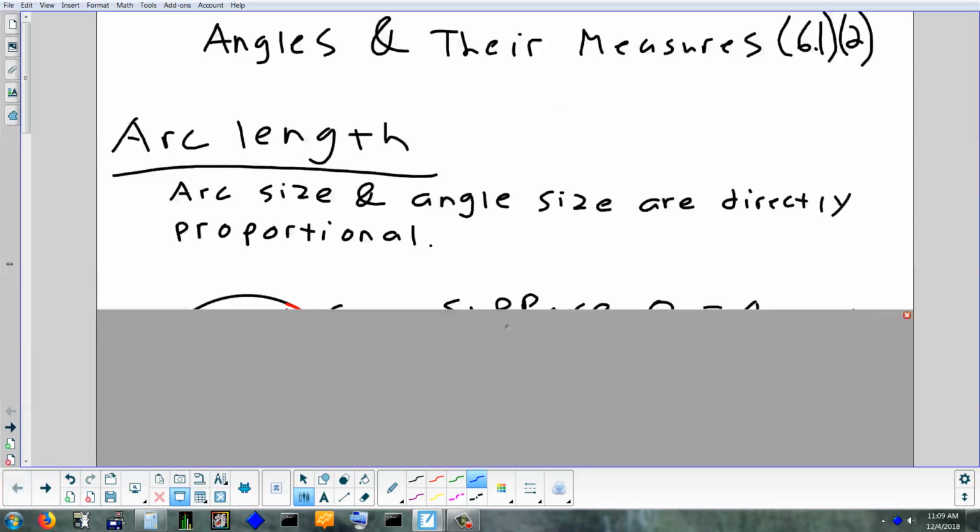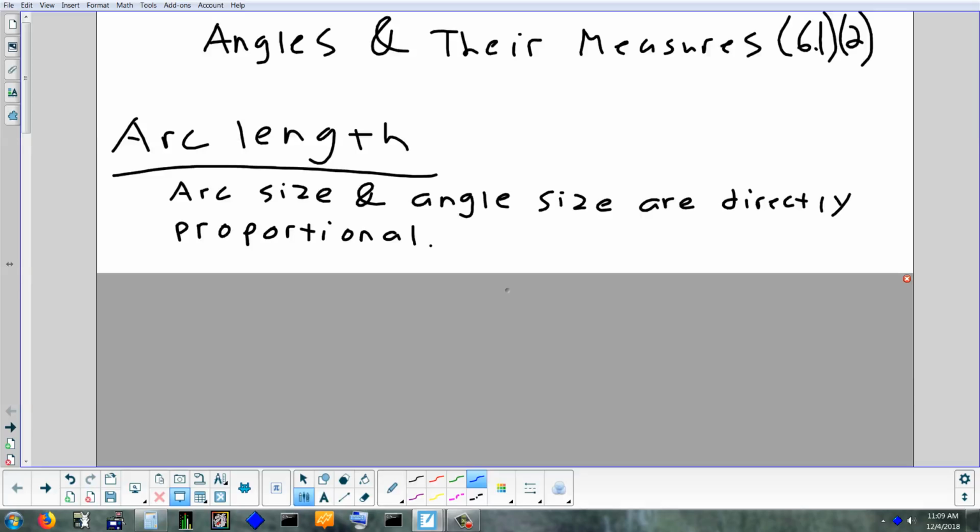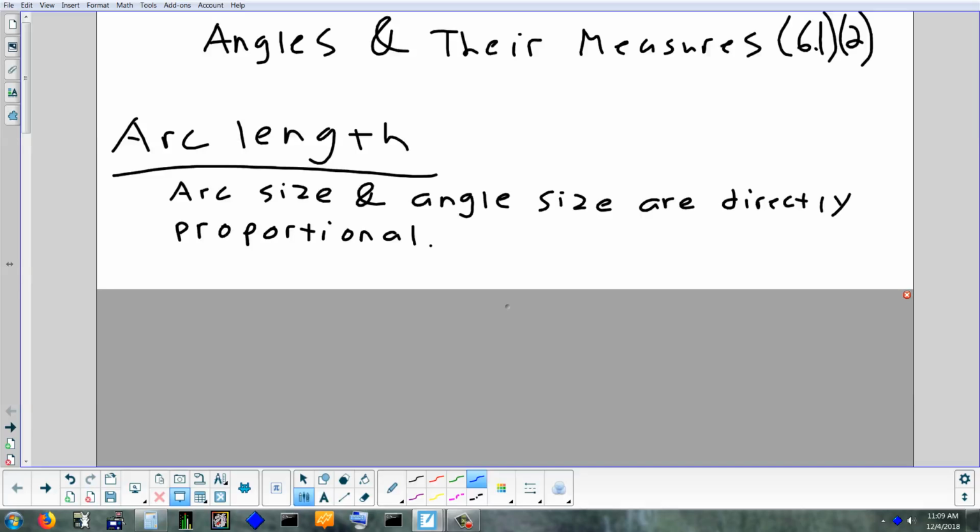What that means is they are directly proportional. As one changes, the other one changes by exactly the same amount. And if you look at the first part of the word proportional, you have proportion. So what we're going to be able to do is set up a proportion to figure out the formula for arc length. Right? We're only going to have to set the proportion up one time. The proportion is just to figure out the formula. Once we know the formula, then all we want to do is memorize the formula.